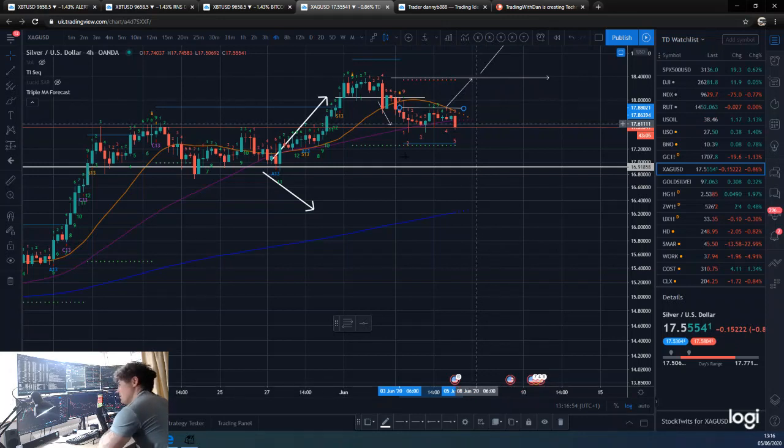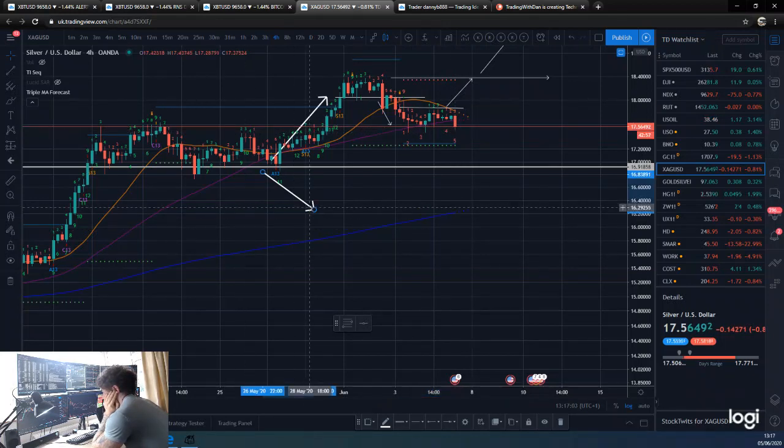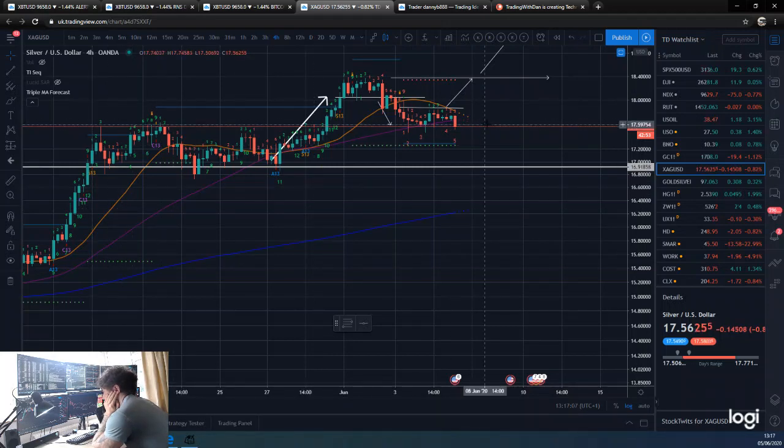Sell-wise, this is an important horizontal if we draw it. It's an important horizontal level here. We'll just get rid of this arrow. Sorry, this is an important horizontal. If we break below here and below these wicks, I do feel like we'll get more movement down.